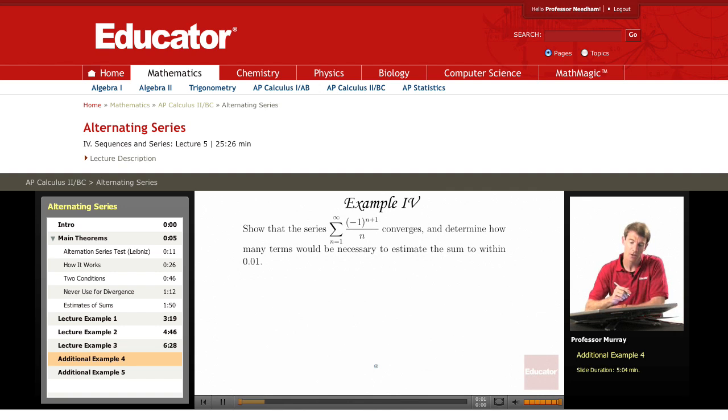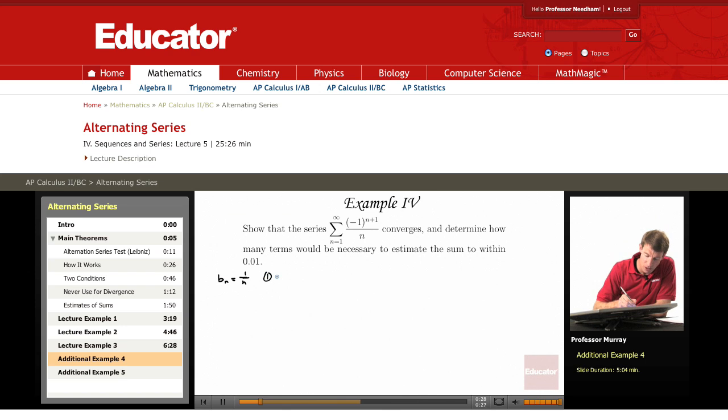I'd like to try another example here of the alternating series test. We're given the series -1 to the n plus 1 over n. We want to show that it converges and determine how many terms would be necessary to estimate the sum to within 0.01. So here, let's take our b_n to be 1 over n.